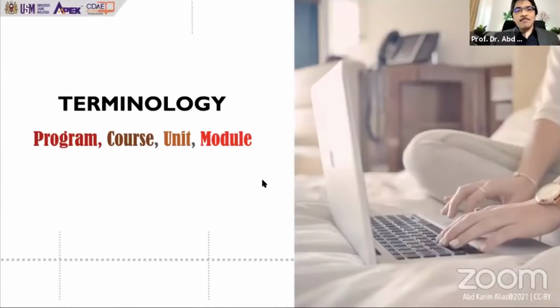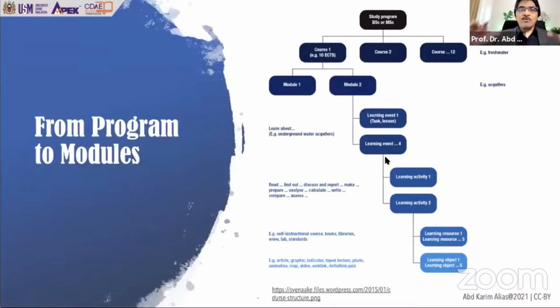So there are some terminologies that we use. For example, we use the terms program, course, unit, module. So when we look at the program level, once you have decided at the institution level, okay, let's start with this program, master's program or undergraduate program, then we zoom in and we look at how we unpack the courses and put them in a certain bundle, logical bundle, thematic bundle.